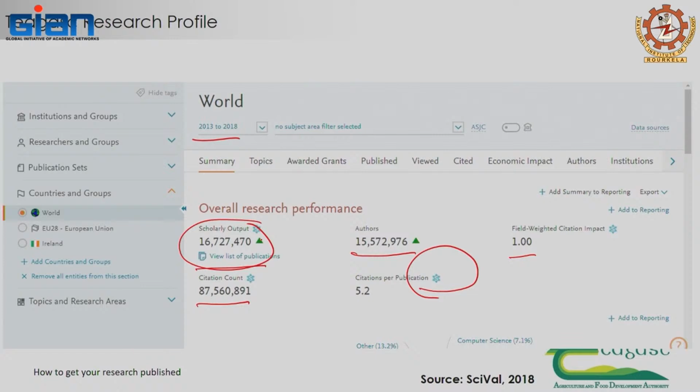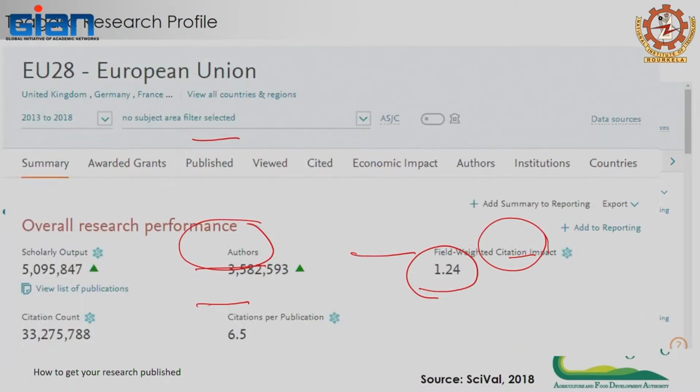So if you divide that way, you get field weighted citation impact, and the global average is 1. So you can think, you get 10 papers, 20 papers, 30 papers, 100 papers, what difference is it going to make? There are plenty of papers. Now if you take the EU, within the EU 5 million papers were published in the same time frame, 2013 to 2018, and you can get this from SciVal.